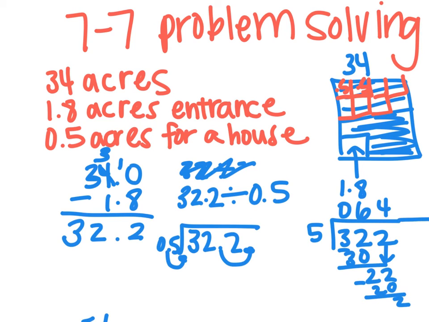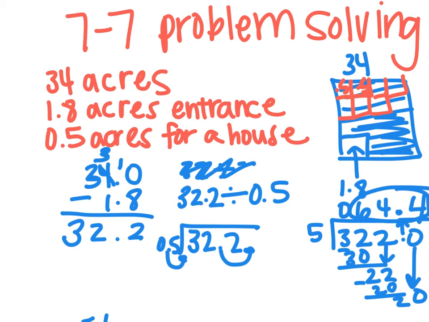So when we get to this point and we're kind of stuck, I can't have a remainder. So I need to add a 0 since I can't have a remainder. Okay, so now I'll bring down that 0, and 5 goes into 20 4 times. Need to bring my decimal point up. So my final answer is 64.4. So he can make 64.4 lots for houses.